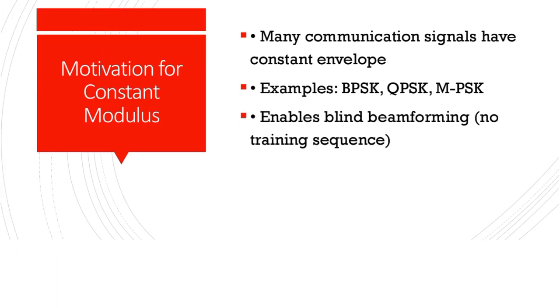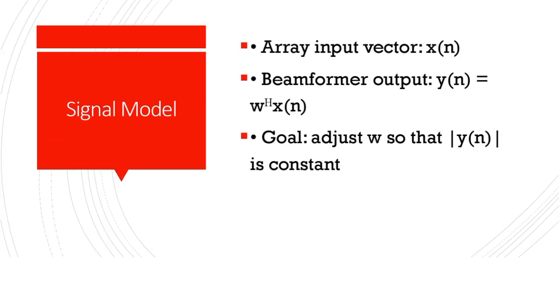The next thing is, why do we use the constant modulus? Many communication signals have a constant envelope, for example BPSK, QPSK. So here we have no need of a training sequence. We can enable blind beamforming. The next thing is the signal model. First we assume the input vector is x of n and the beamformer output is y of n equal to W Hermitian of x of n. Here we need to adjust so that the modulus of y of n is a constant.